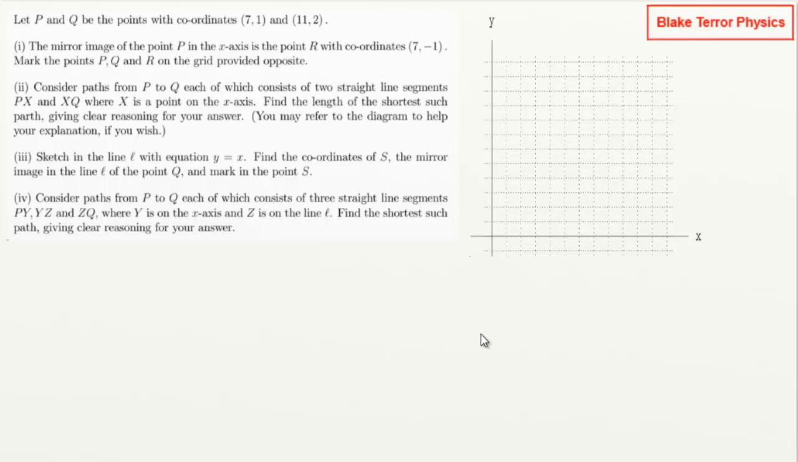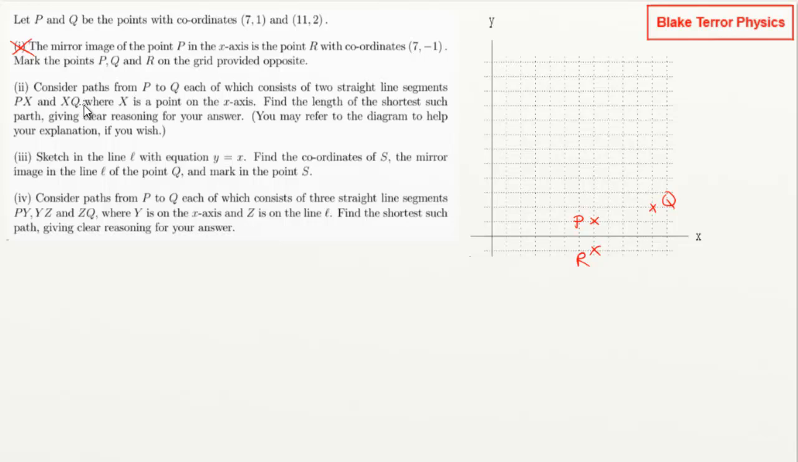Right, so P is at (7, 1), so 2, 4, 6, 7, 1. So that is P. We've got Q at (11, 2), so 8, 9, 10, 11, 2. That's Q. And then R is the reflection of P, so that is down there. Okay, so that wasn't a lot to get going, but still, I assume we're doing a lot of manipulation of these.